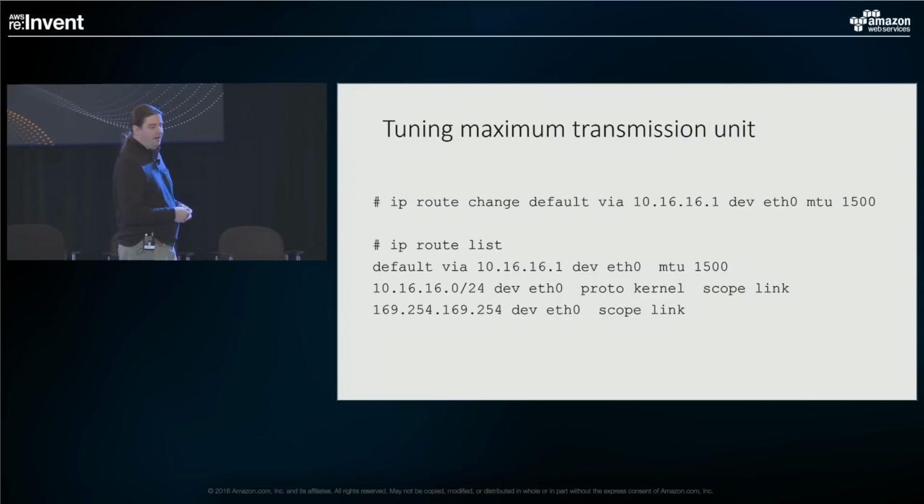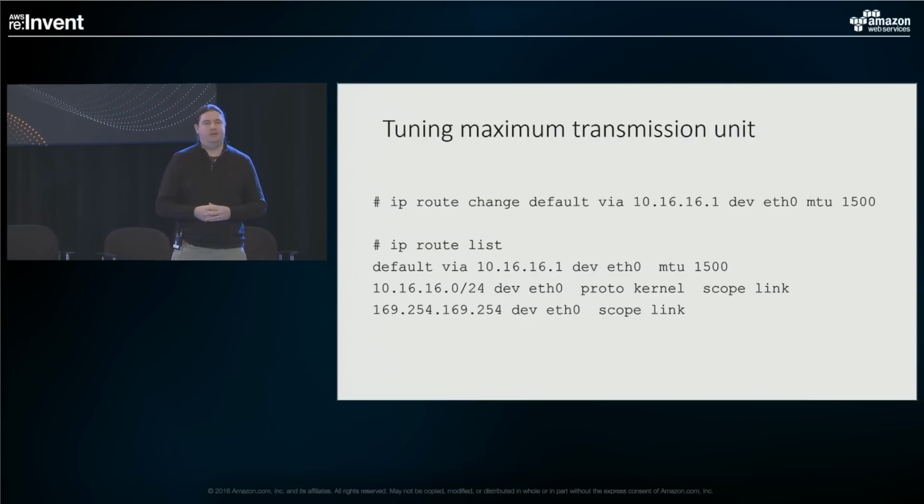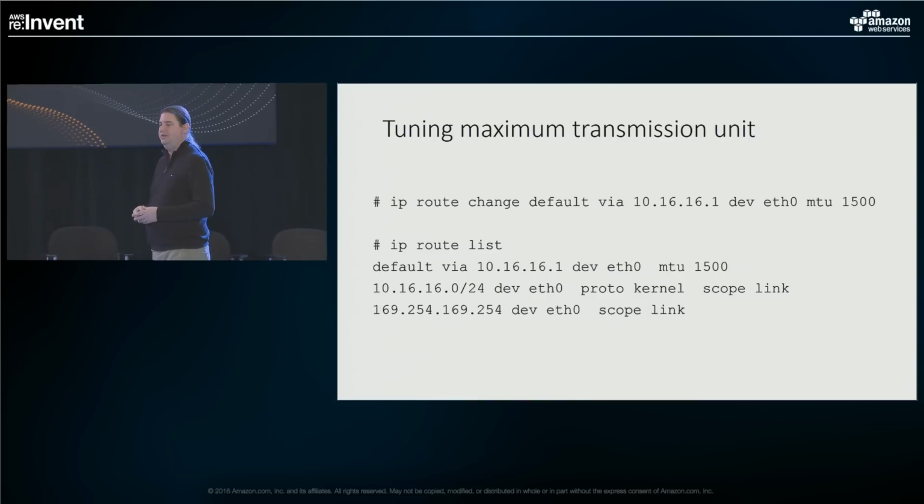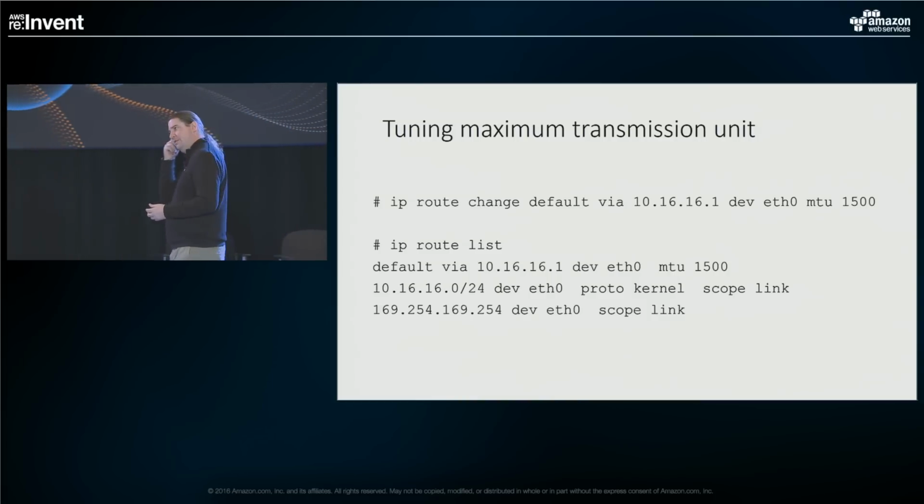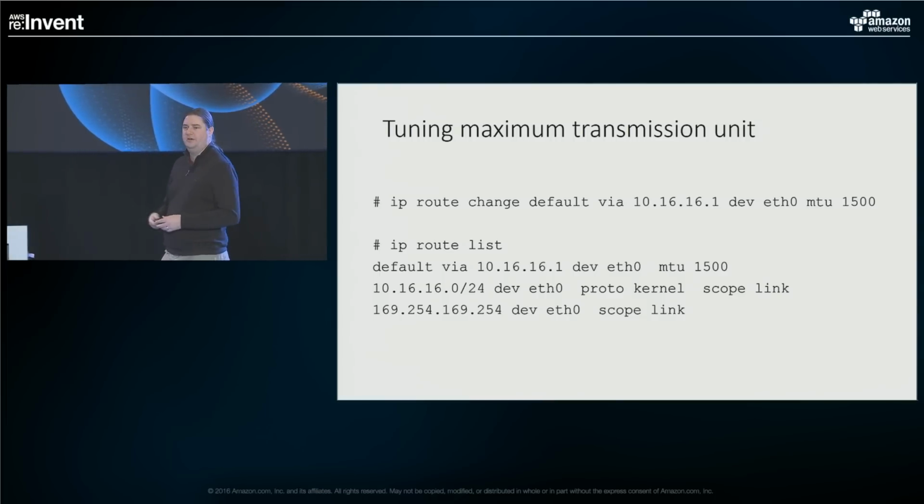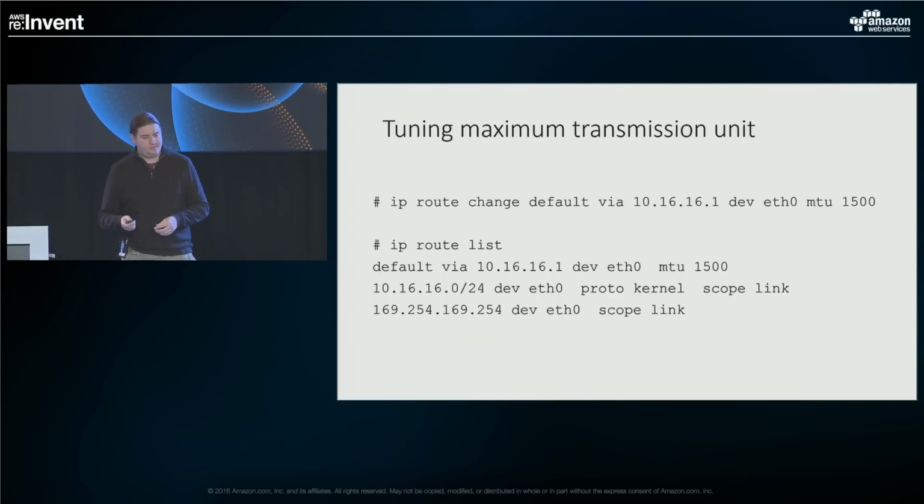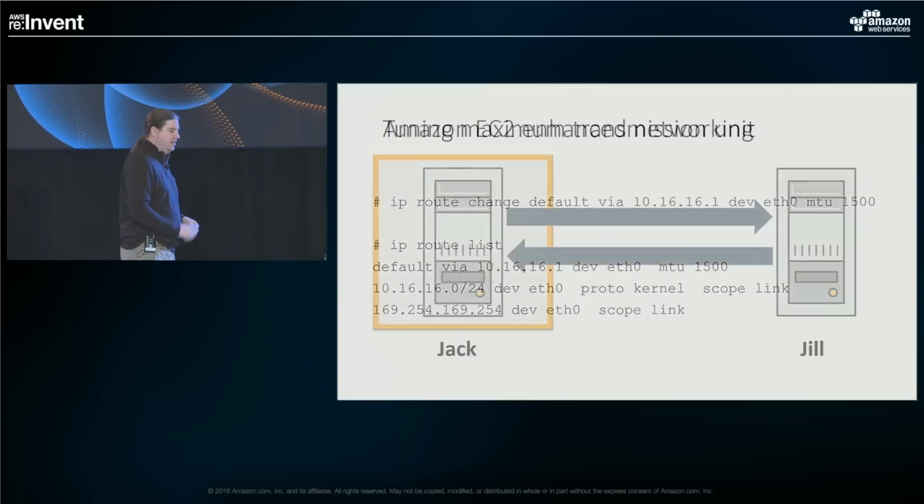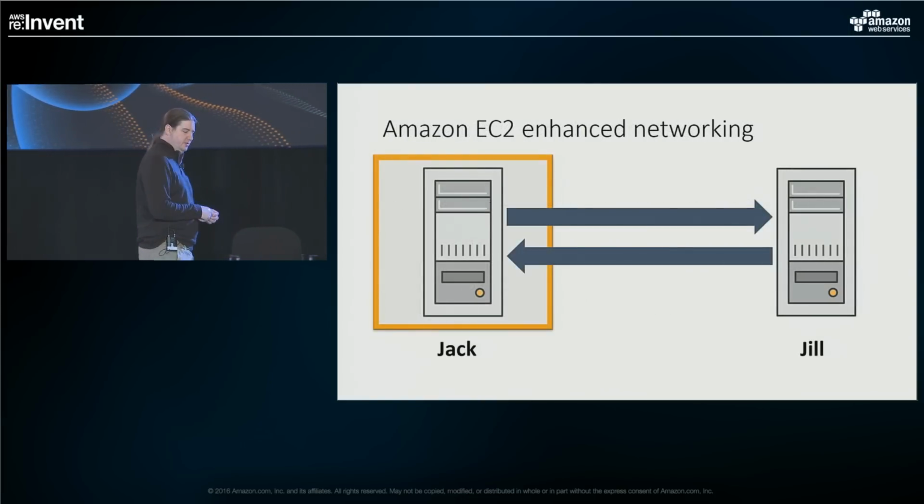We can do that again on the route. So let's say we want to update our default route to our default gateway to explicitly always use an MTU of 1500. We can do that with that ip route change command. And then once we list that, we can see the overridden output in the route list. Okay, a couple more things before we can dive into some of the applications.